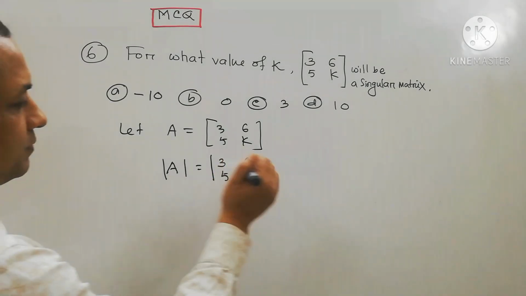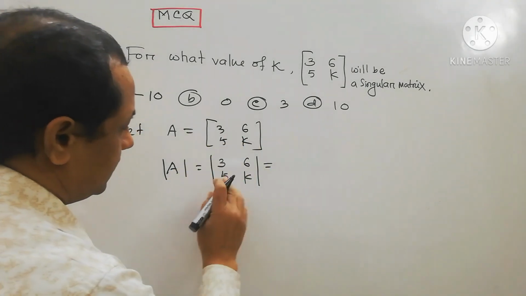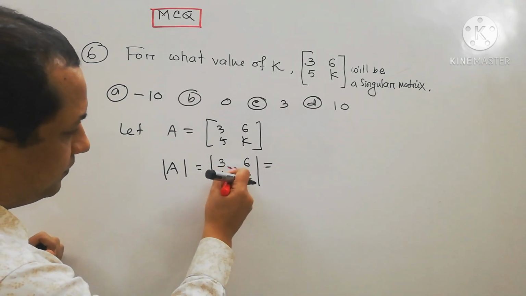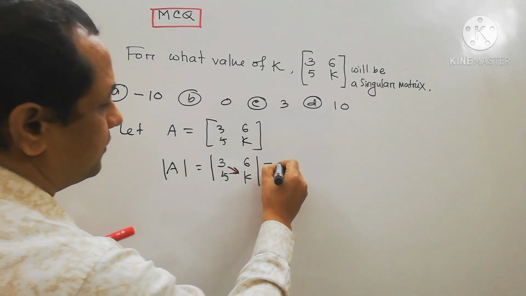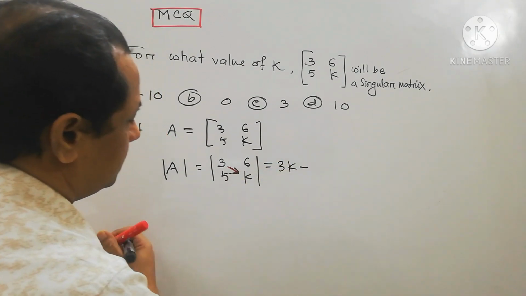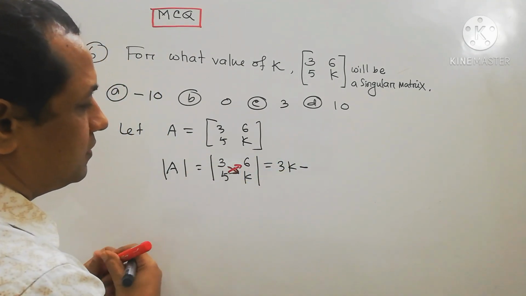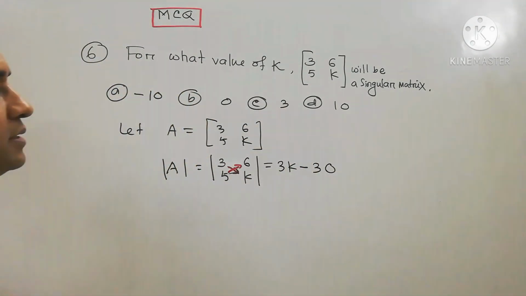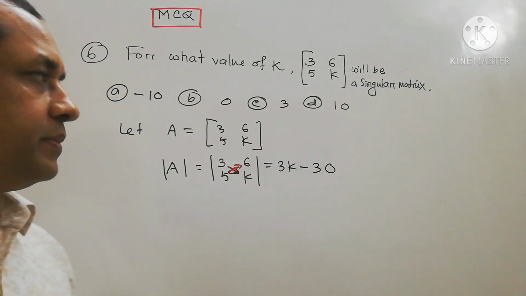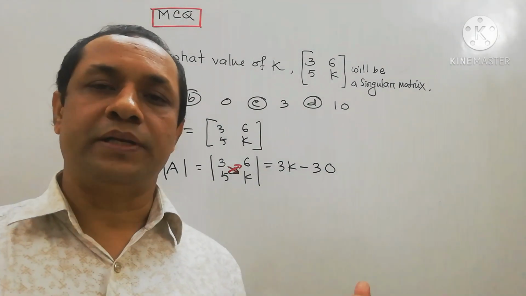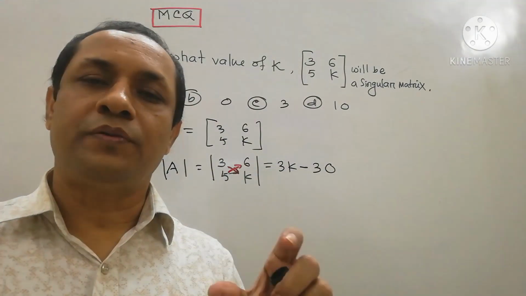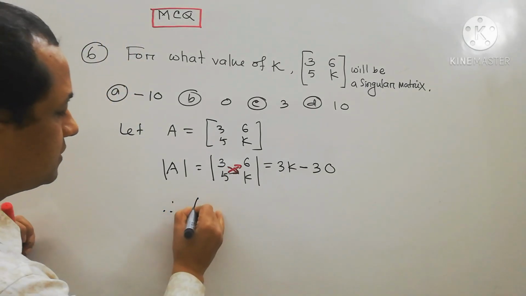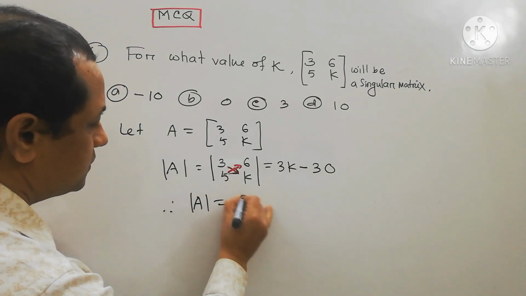So student, the value of the determinant is 3 into k, so 3k, minus 5 into 6, which equals minus 30. Minus 5 into 6 is 30. It is a singular matrix. Singular matrix means the value of the determinant of A is 0. So the value of the determinant A equals 0.